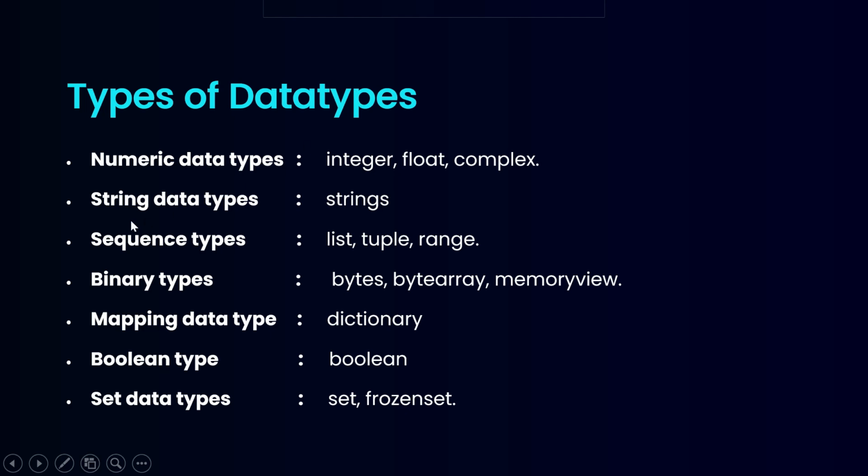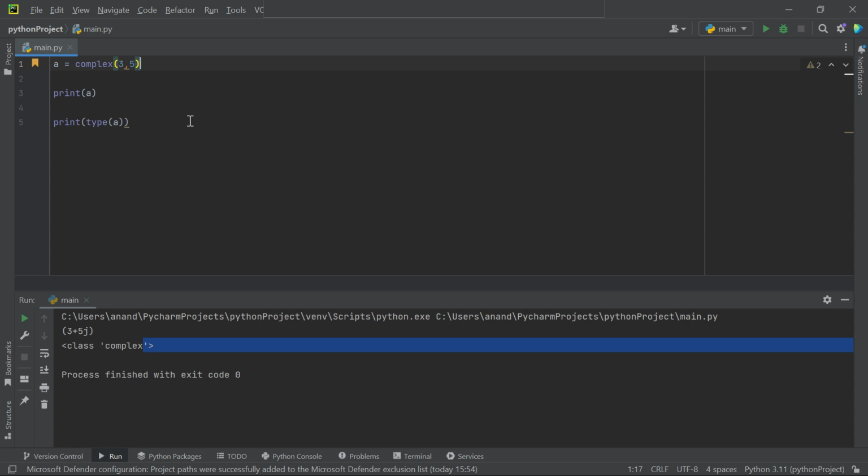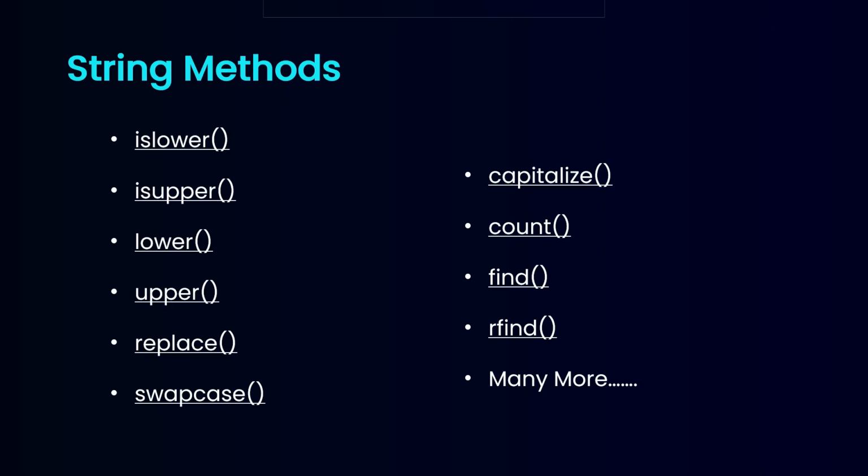Then the next we have is string data types, which are strings. The statements, what I was calling a statement, was a string. For this, you just need to add quotes and write whatever the statement is, like hello world. So this is a string, and hello world is the value or the data. But there are many methods associated with the string data type. These are some of the examples and there are many more. So let me show you.